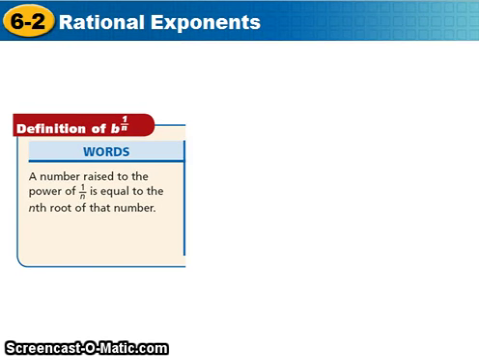In this video, we're going to make an extension on our laws of exponents that we've been working with. And we're going to start talking about those fractional exponents that you all love so much. By definition, anything raised to the 1 over n power is equal to the nth root of that number. So that means that 2 to the 1/3 power is the same thing as the third root of 2.